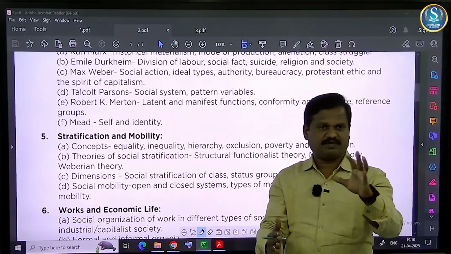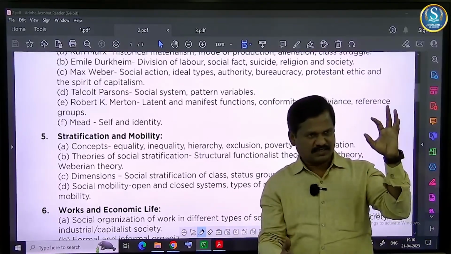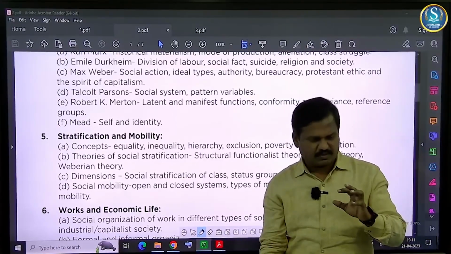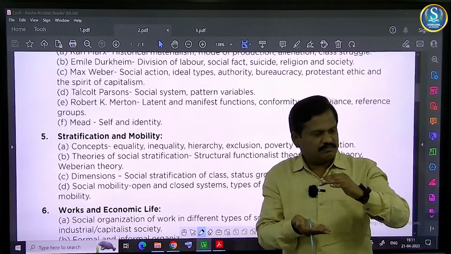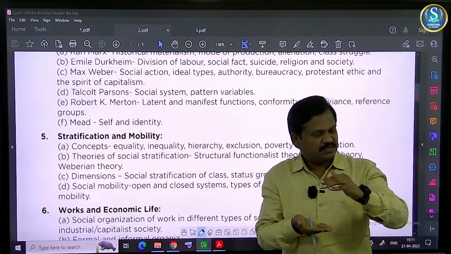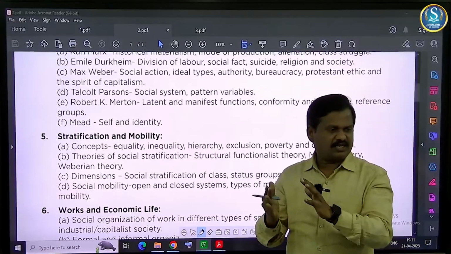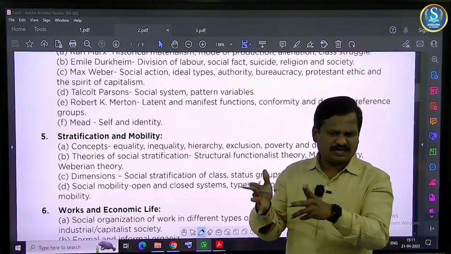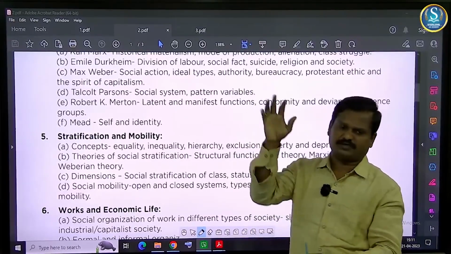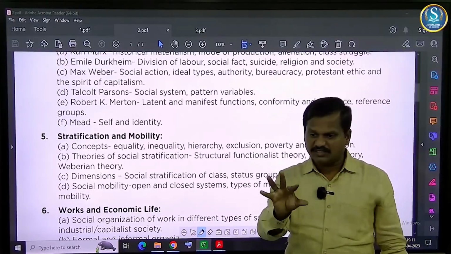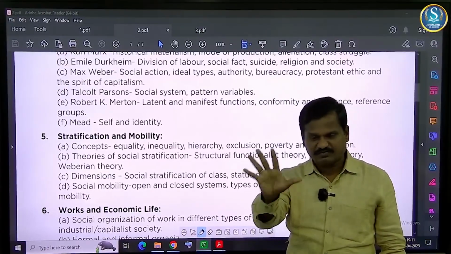Some people will be called the people at the top. Some people will be called the people at the bottom. Some people will be called people belonging to the middle stratum. So how is society hierarchically organizing people? What is the basis of putting some people at the top, some at the bottom, some in the middle category? All these topics we will be studying in the fifth unit.